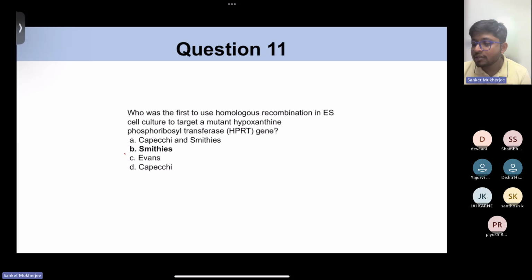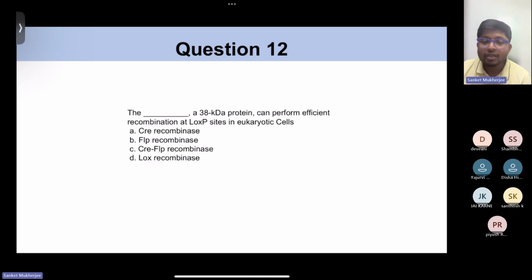Oliver Smithies did this experiment. You can read about it in the lectures. The dash, a 38 kilodalton protein, can perform efficient recombination at LoxP sites in eukaryotic cells. Is it the Cre recombinase, the FLP recombinase, the Cre FLP recombinase, or the Lox recombinase?